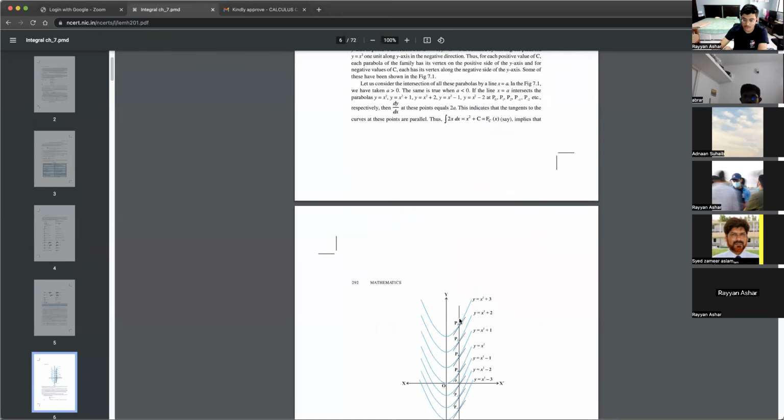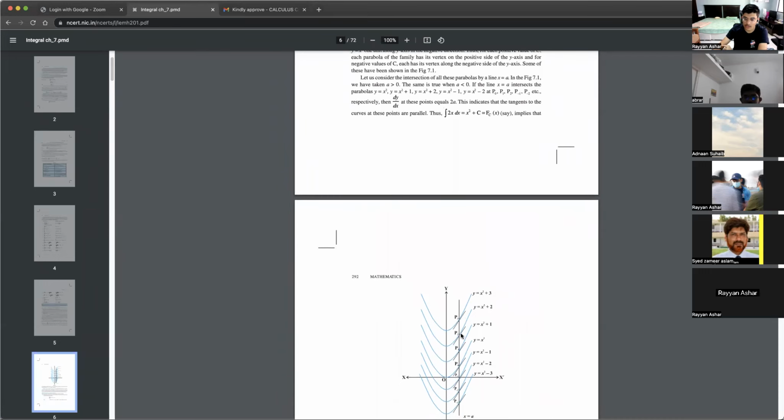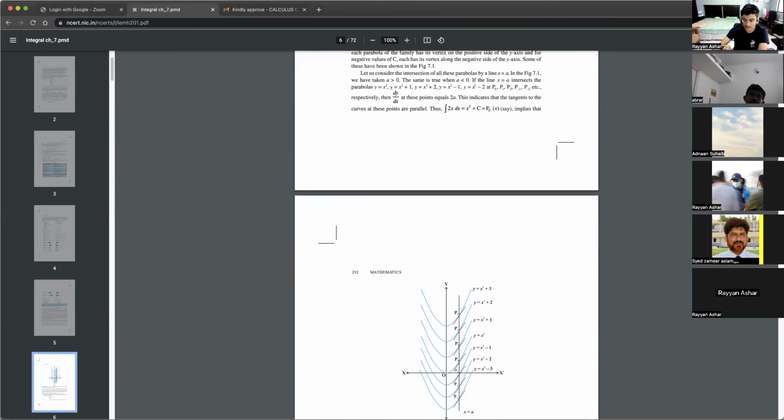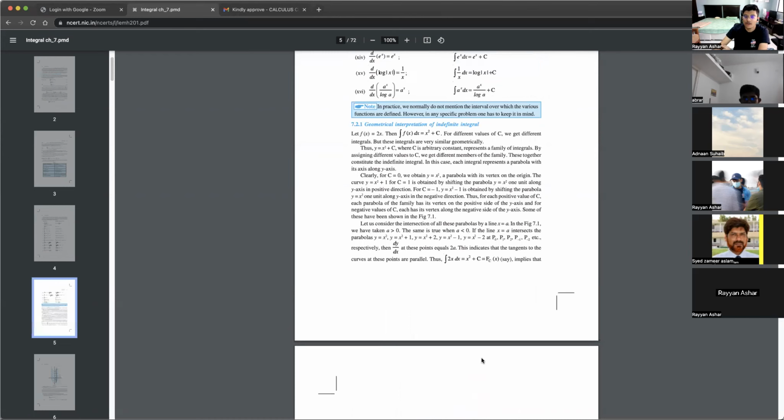Yes, this is figure 7.1. It is talking about how the intersection of all of these parabolas by a line x equal to a. So in this figure, they've taken a greater than 0, so it's on the positive side of the x-axis. So what are they saying? Let us consider the intersection of all these parabolas by a line x equal to a. In figure 7.1, we have taken a greater than 0. The same is true when a is less than 0.